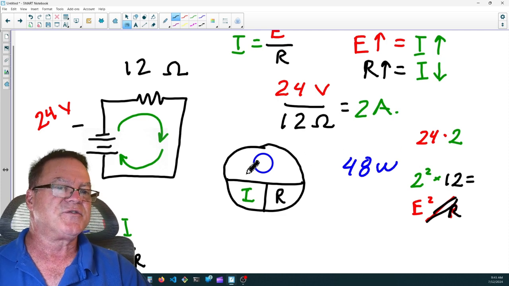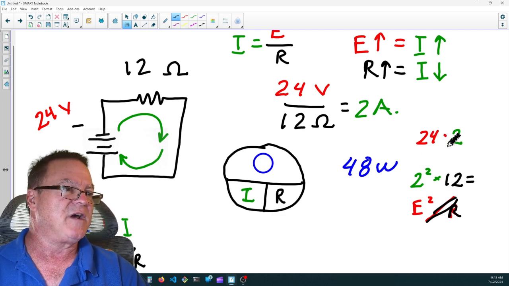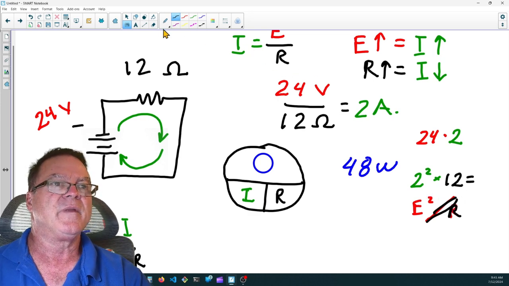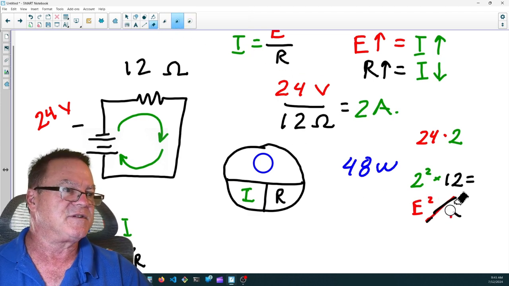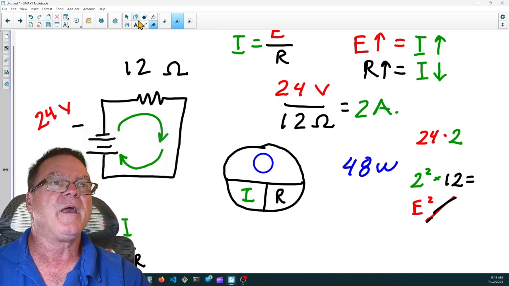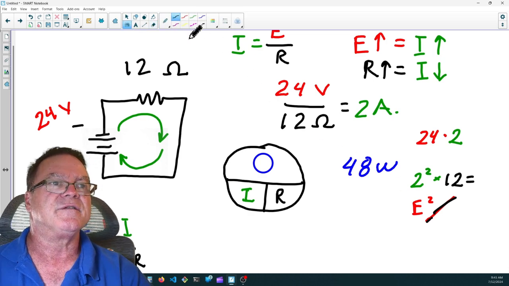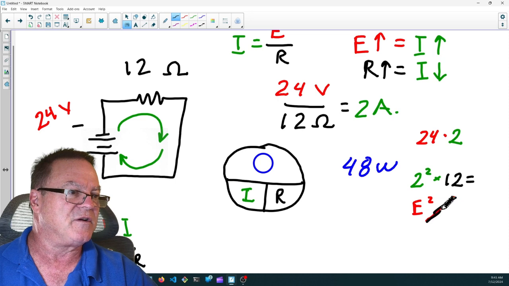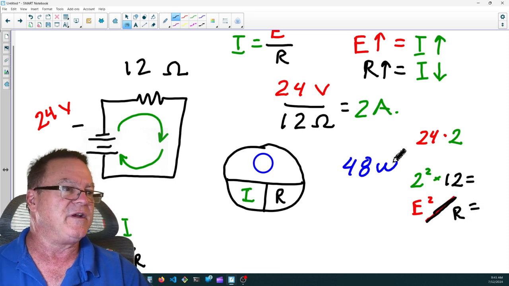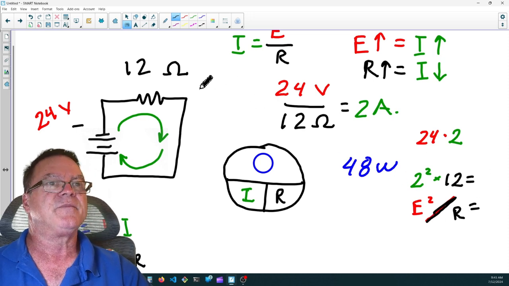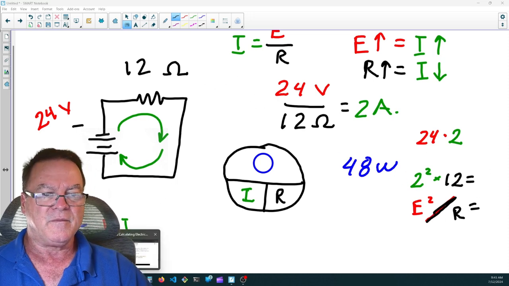Anyway, so you have those three formulas. E times I, I squared times R, and E squared divided by R. Here, let me fix this. I was trying to change color, and for some reason it wouldn't change color, but now we've got it. There we go, divided by R. That's your three power formulas. Okay, very good.